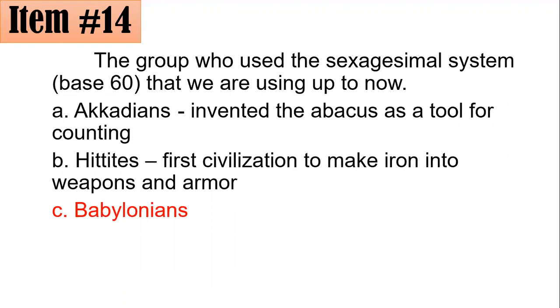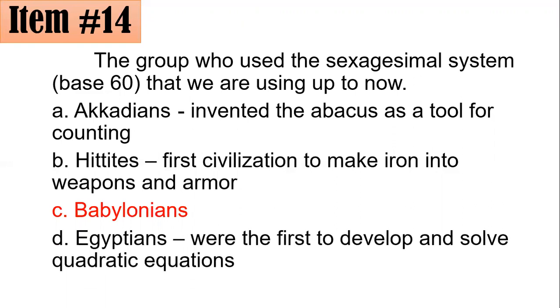When we say sexagesimal system, it's base 60, like our modern day clocks. We have an hour is 60 minutes. A minute is 60 seconds. That is actually one of the influences of the Babylonians. And the Egyptians were the first to develop and solve quadratic equations. If you answered C, congratulations, you got it right.